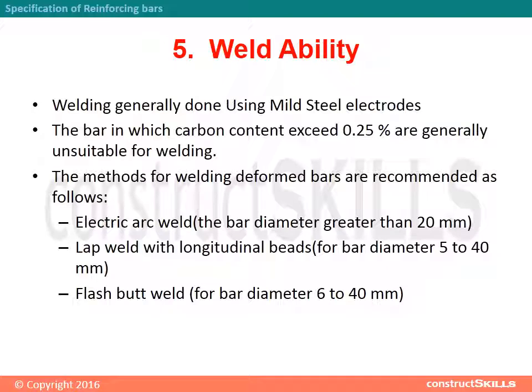Weldability. Welding is generally done using mild steel electrodes. Bars in which carbon content exceeds 0.25% are generally unsuitable for welding. The methods for welding deformed bars are recommended as follows.